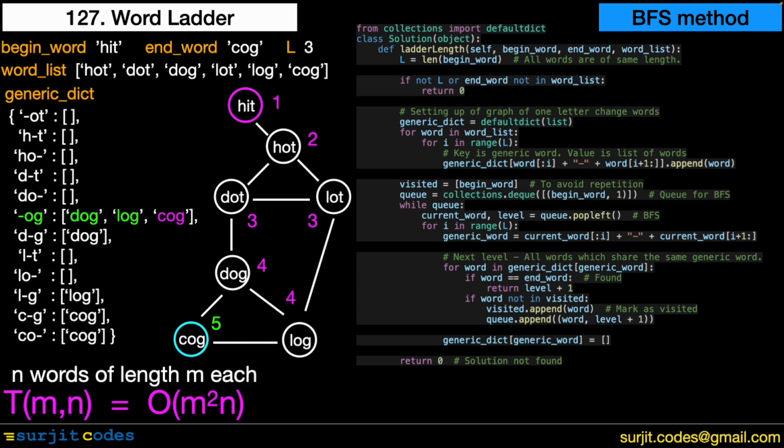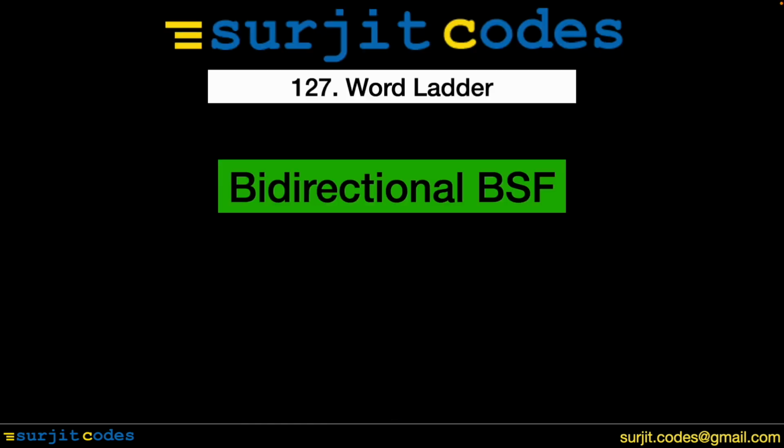In the worst case, we may have to traverse all the words of the list. Each of the n words has m generic words. So in the dictionary, there are m times n entries, each of the size m. So space complexity is of the order of m squared times n. This is an improvement over the previous method.